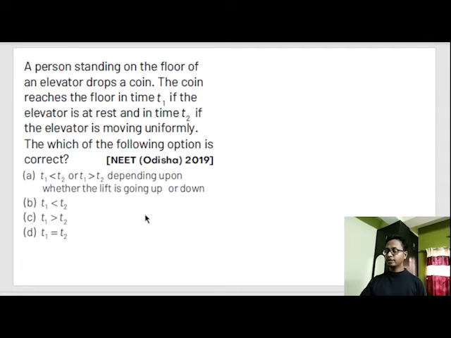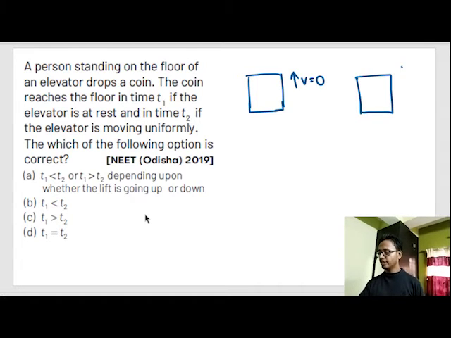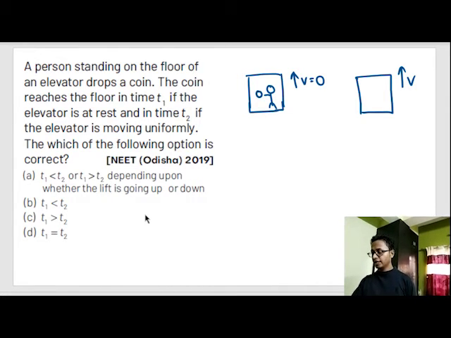Let's understand the question. In the first case the elevator was stationary, so the velocity of the elevator was 0. In the second case the velocity of the elevator was not 0, the elevator was moving with some velocity. Now a person here was dropping a coin. I don't know why, but apparently he was dropping a coin. The question is asking us to find the difference in time taken by the coin to reach this much distance versus this much distance.